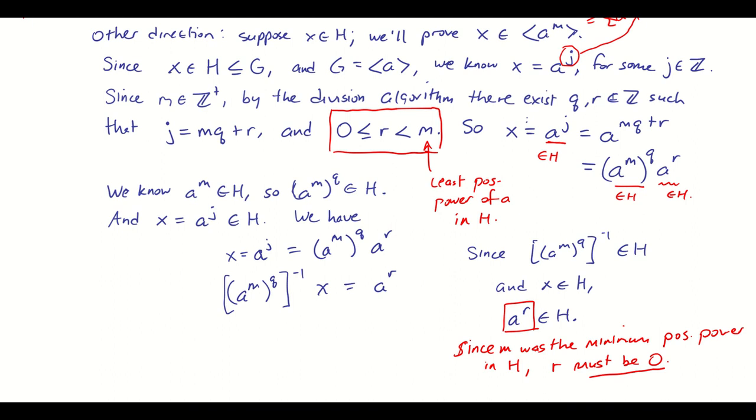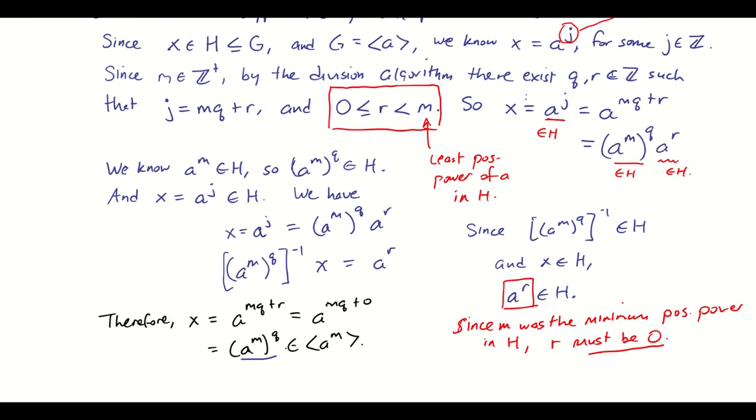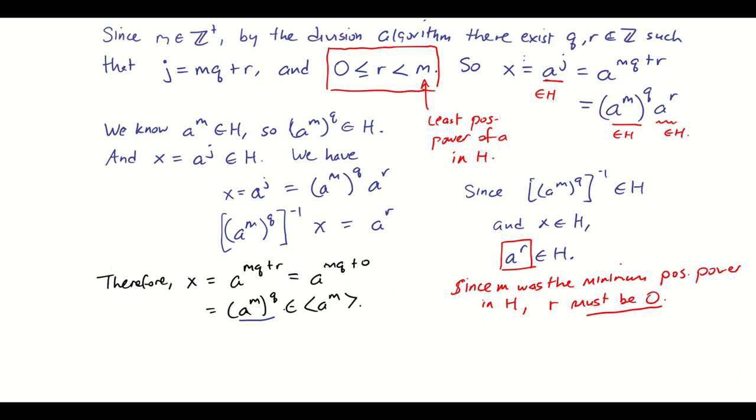So what this means is that, therefore, x is equal to a to the mq plus r, but r is 0, so that's just a to the mq. And that's a to the m raised to the q, which we know belongs to the cyclic subgroup generated by a to the m, because this is a power of a to the m. So what do we know? This means that x, which we only assumed was in H, has to be in the cyclic subgroup generated by a to the m.